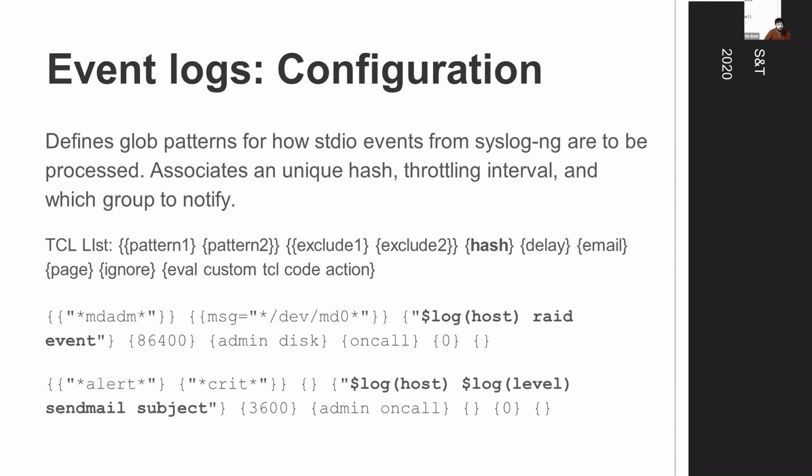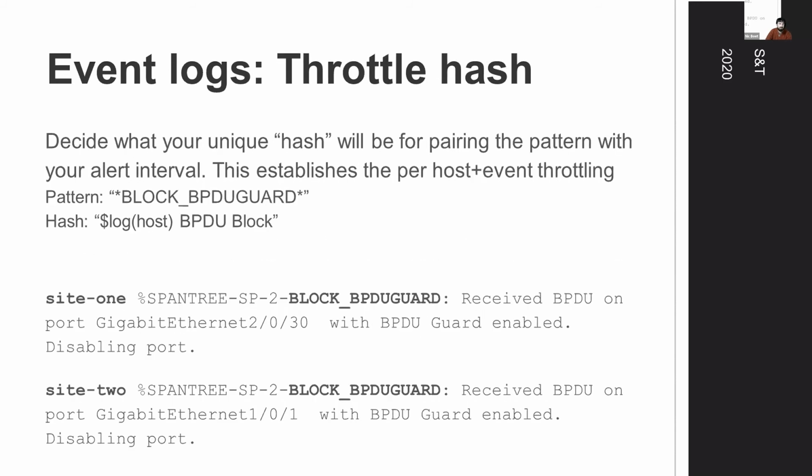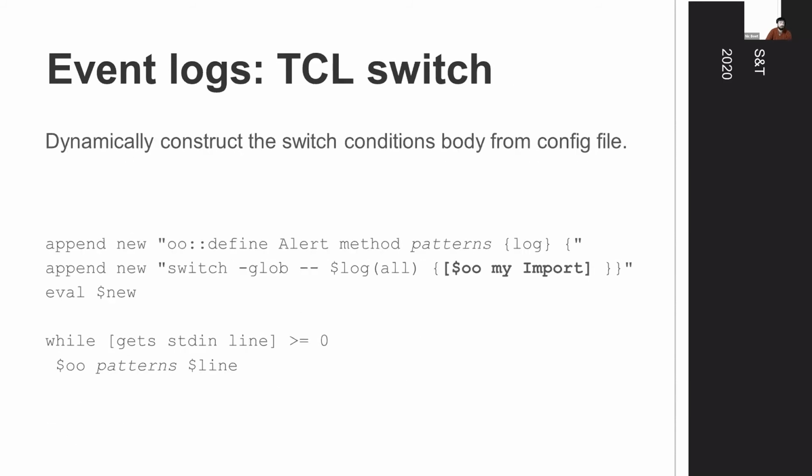So you can say, okay, I only want rate events or BPDU guards once a day or every 10 minutes, instead of going with a default of an hour. So there's some flexibility in selecting that. The actual patterns and config files for that get imported in and are dynamically created into a new method within the process. So we actually are compiling the switch statements from the config.